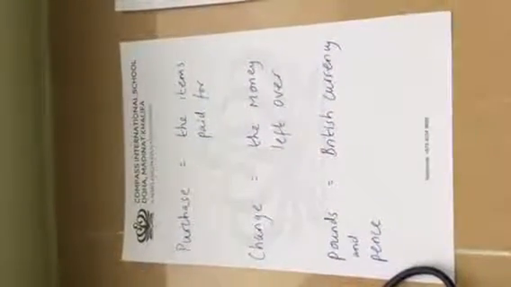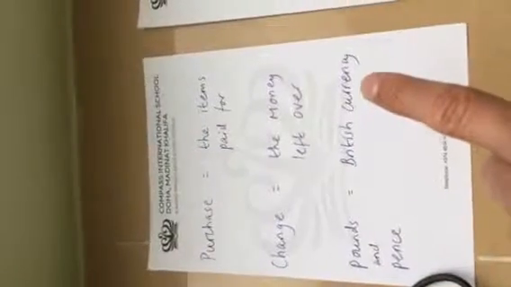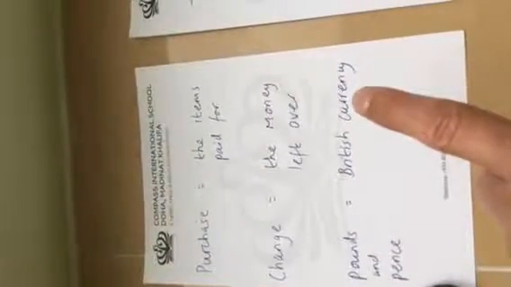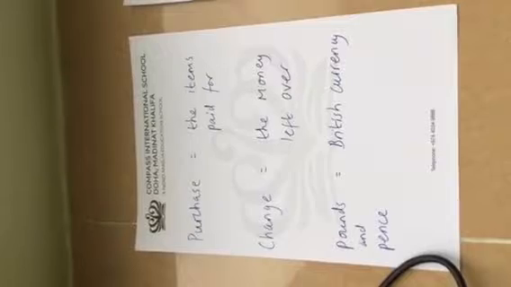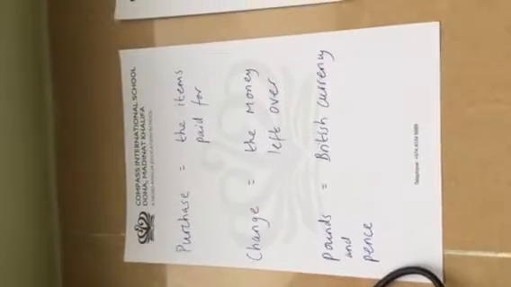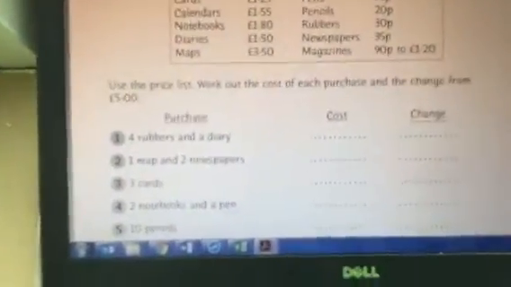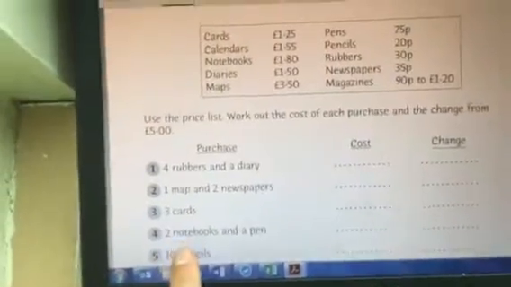And as we've discussed, pounds and pence is the British currency, okay? It is not the Qatari currency, because the Qatari currency is, yes, you've guessed it, Rials and dirhams. So let's try to answer question number 4.